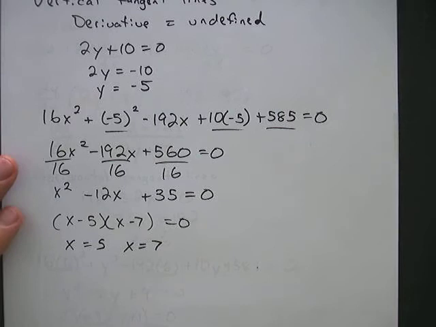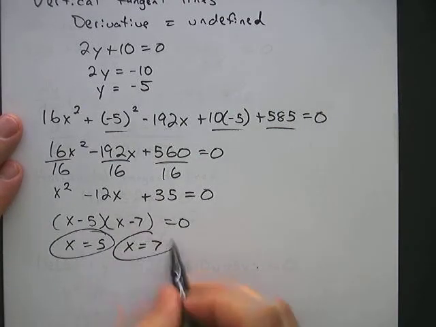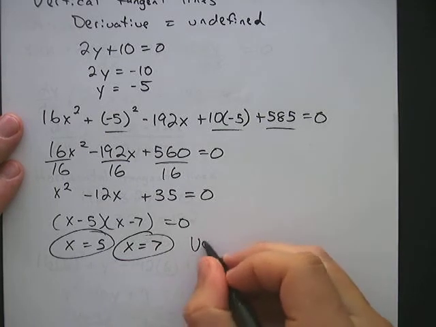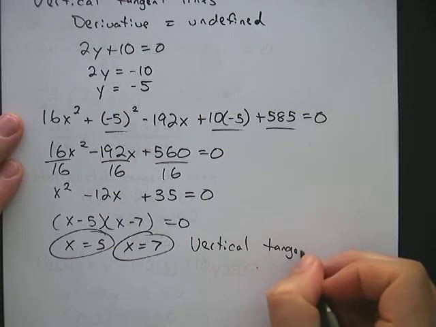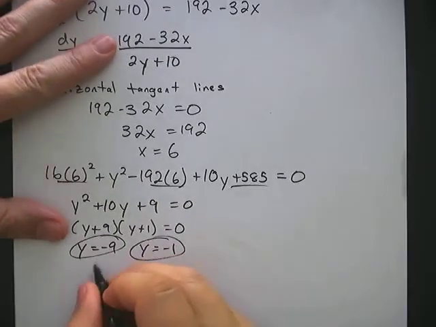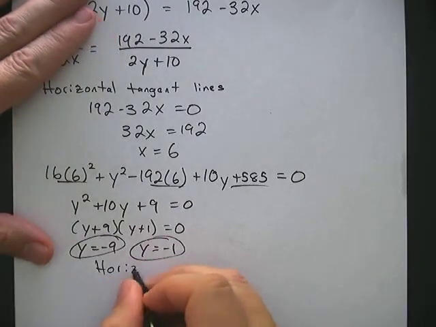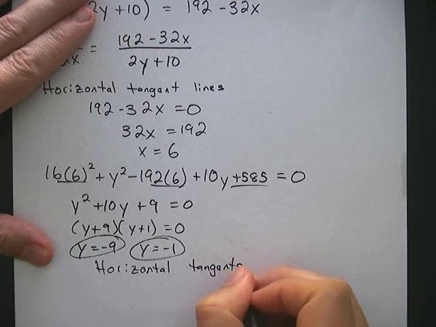Now those are vertical lines, so these are our vertical tangent lines, and these are our horizontal tangents. And that's it.